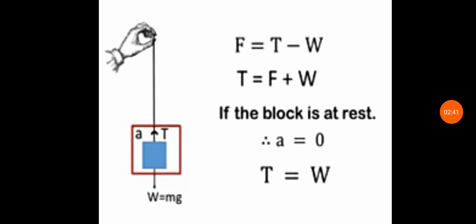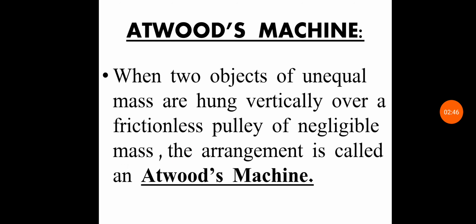Now our next topic is about the Atwood's machine. Now what is Atwood's machine? When two objects of unequal mass are hung vertically over a frictionless pulley of negligible mass, the arrangement is called the Atwood's machine.